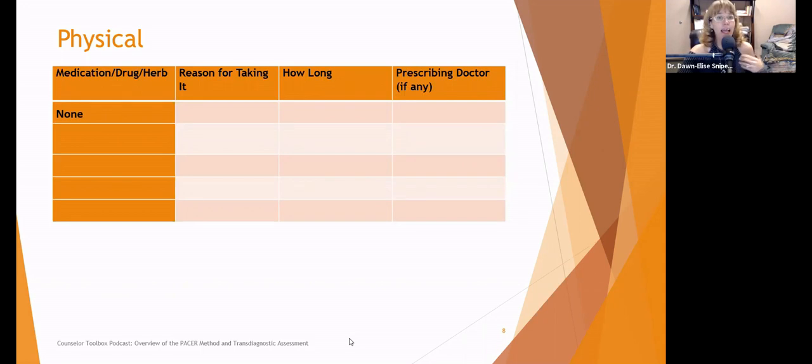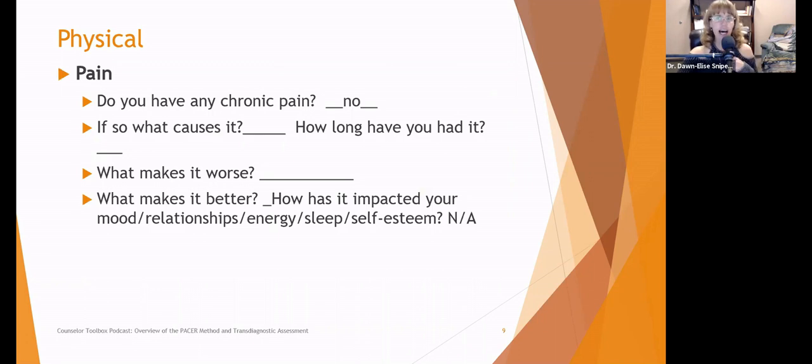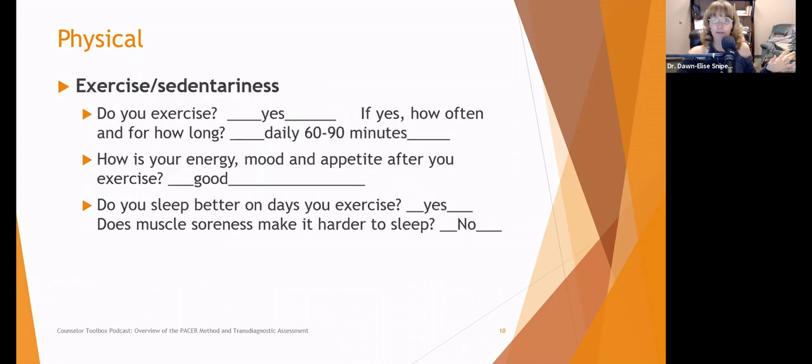She's not taking any medications, not even a multivitamin. So we skipped past that. She has no chronic pain, which is good. She's 18. I wouldn't expect her to.